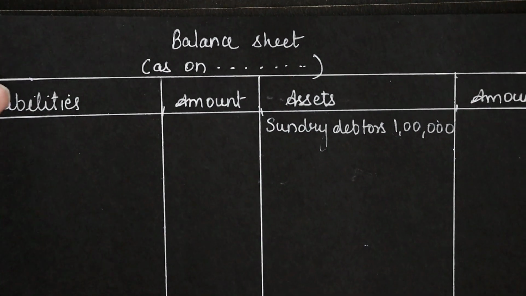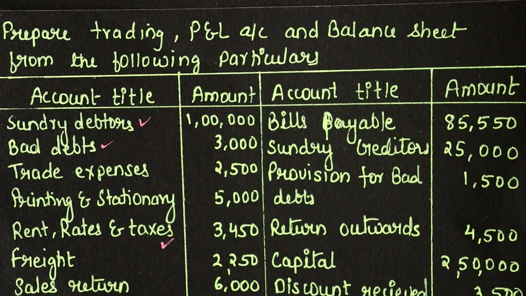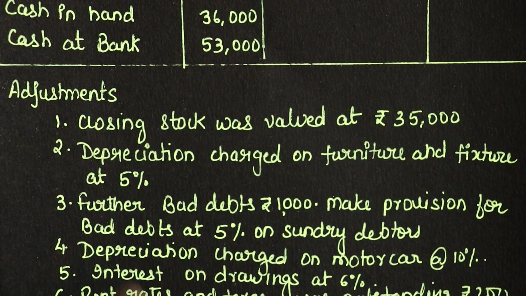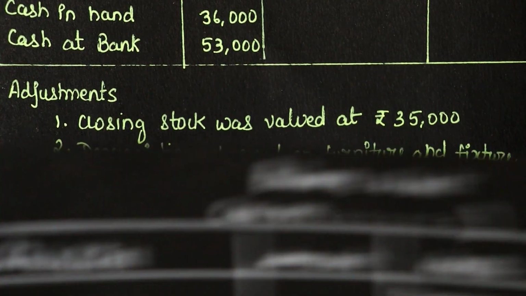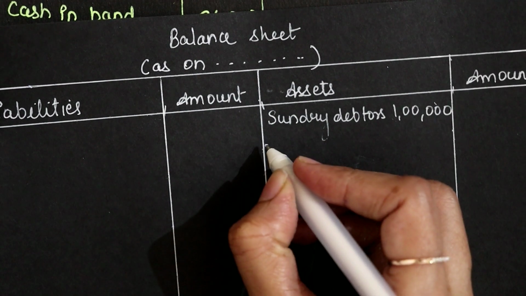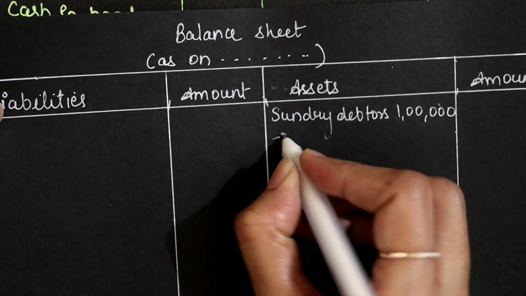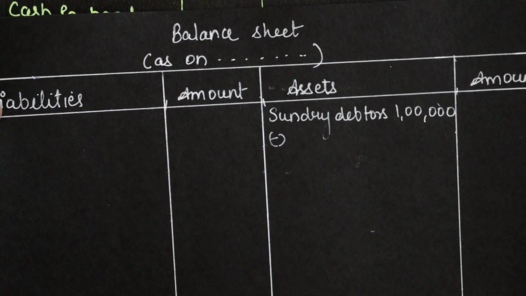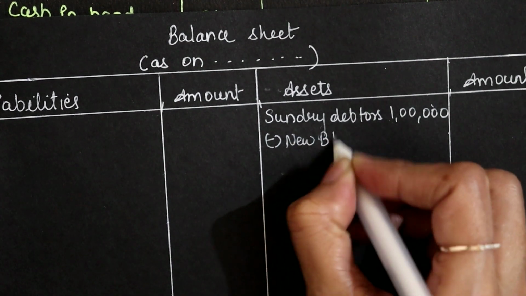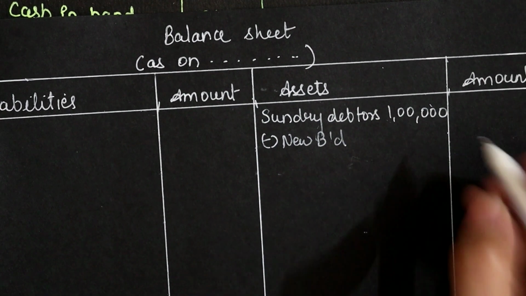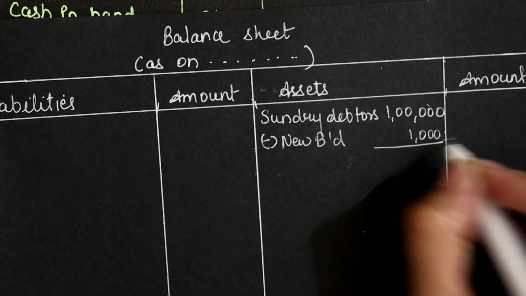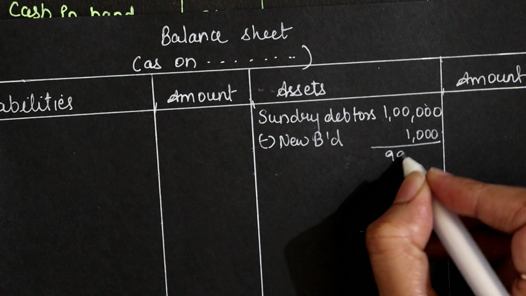And now let's see the adjustment. It says further bad debts rupees 1000. So we will first adjust the further bad debts, new bad debts. Less new bad debts, the amount is 1000. So we get 99,000.